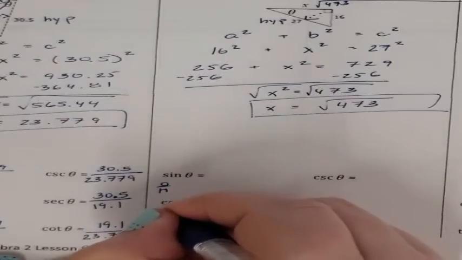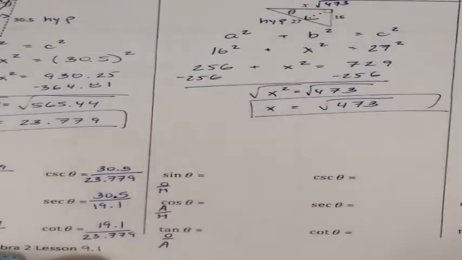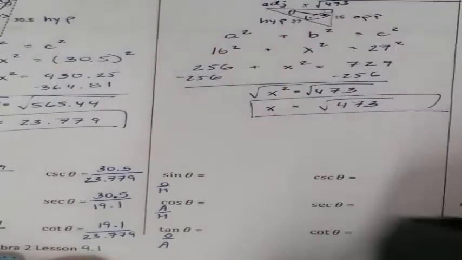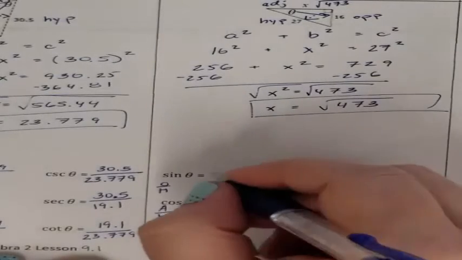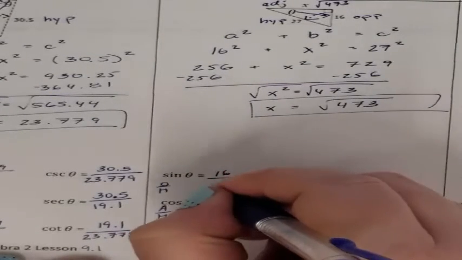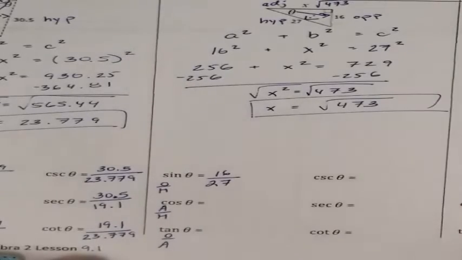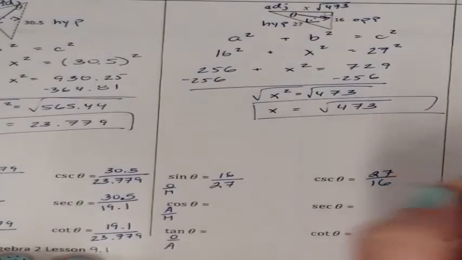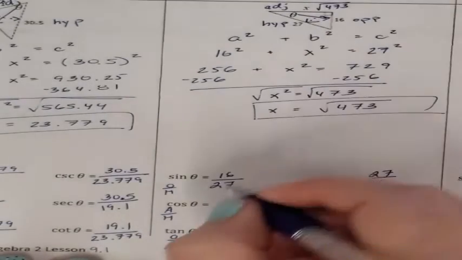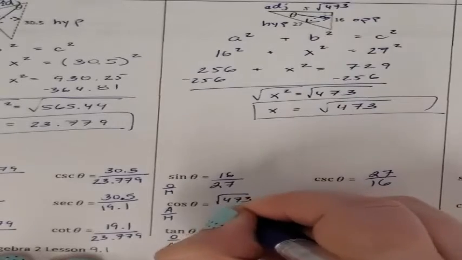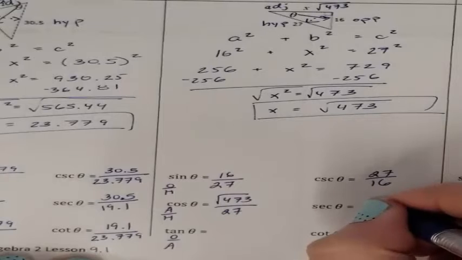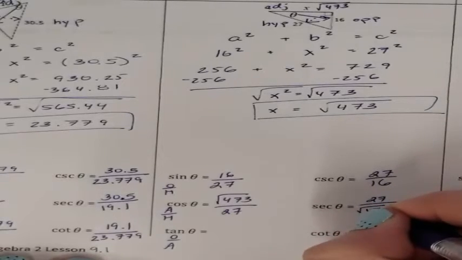So we have SOH CAH TOA. So sine, well first we're looking at theta. So theta's here, which means my 16 was my opposite, and my adjacent was the square root. So I need opposite, which was 16, all over my hypotenuse, which was 27. 16 and 27 do not have anything in common, so that cannot be simplified, which means my cosecant is 27 all over 16. Well, that's my cosine. I need my adjacent, which is the square root of 473, all over my hypotenuse, which is 27. If that is cosine, that means secant is 27 all over the square root of 473.